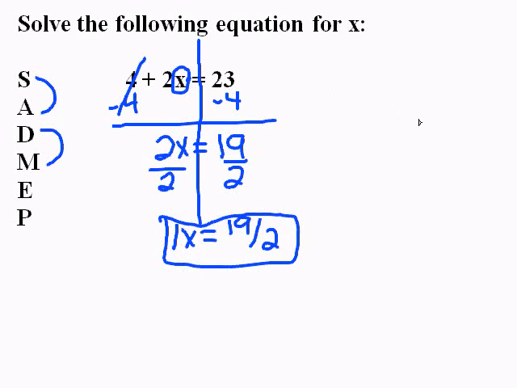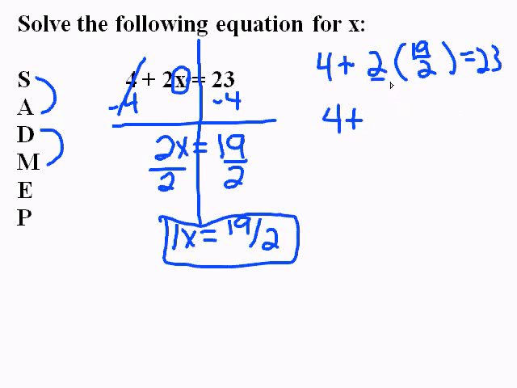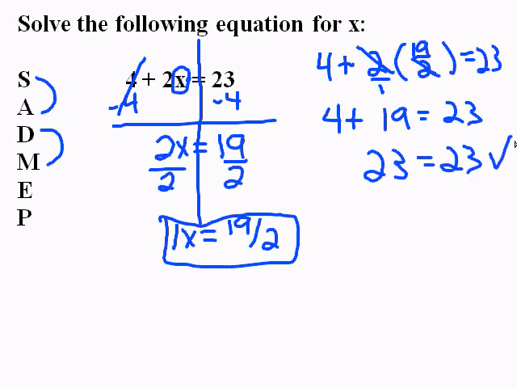To check our solution, I'm actually going to show you the checking process in this example. We put 19 over 2 in for x, so we get 4 plus 2 times 19 over 2 equals 23. This leaves us with 4 plus, notice when we cross-reduce, the 2 and the 2 reduce out, leaving us with 4 plus 19 equals 23. 4 plus 19 is 23, equal to 23. And we notice that the left-hand side and the right-hand side of the equation are equal when we substitute in our solution, which means we found the correct answer.